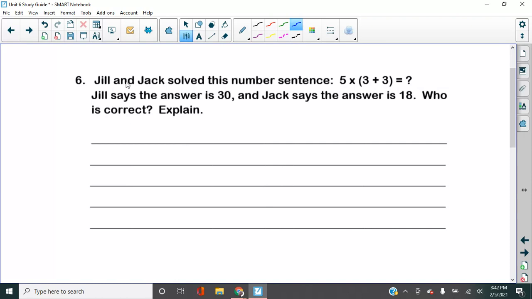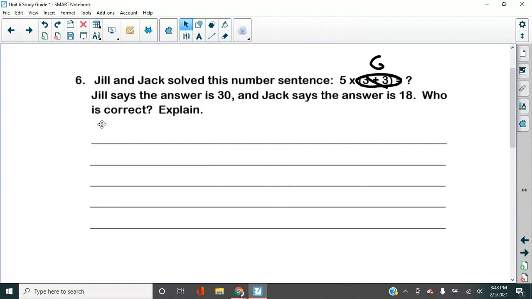Okay, Jack is wrong. I know he got the wrong answer. We want to go farther than that, right? Jill is correct because she did the parentheses first. Jack did not, right? Look at this. Jack did 5 times 3 is 15, plus 3 equals 18. That's what he did, but he did it wrong, didn't he? Our parentheses are around 3 plus 3. So we have to do that first. 5 times 6 equals 30.